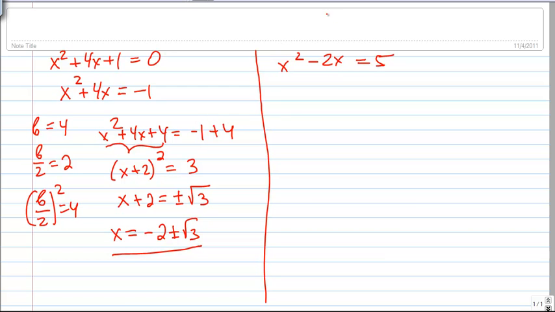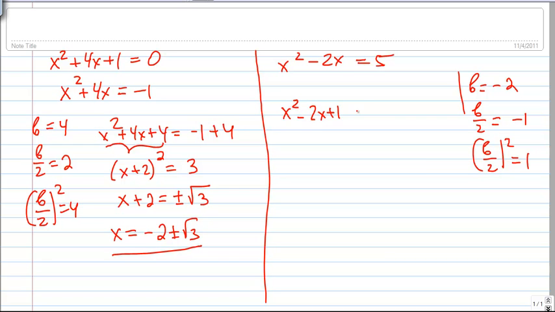We will similarly do this problem. Again, the leading coefficient is 1, and the binomial is already singled out for us. So we will start doing the table. B in this case is minus 2. Half b is minus 1, and half b squared is 1. This is what we will add to both sides.